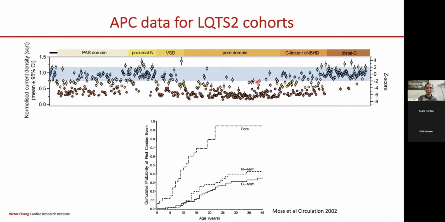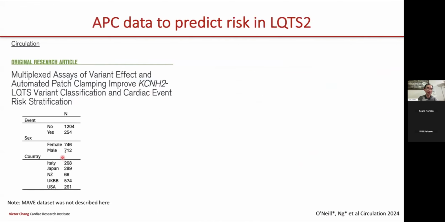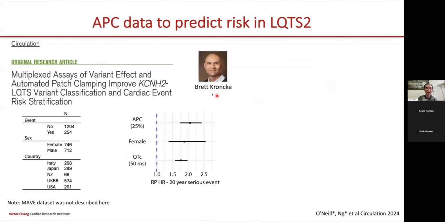So this correlates pretty well with what Arthur has shown previously, but we now actually have variant specific data to perform a risk prediction. And these are just the cohorts that we have. So Brett here did a modeling of the 20-year series event by using just the patch clamp, the sex, and the QTc.